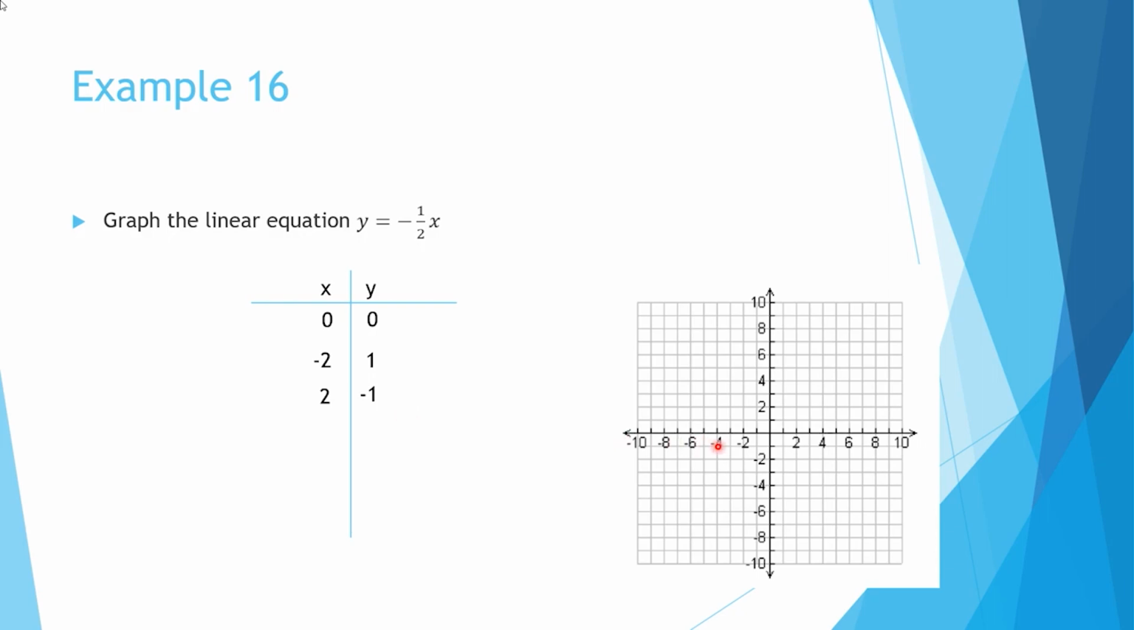So let's plot these points. Start with 0, 0. That's there. Negative 2, positive 1, that would be right there. I'm going over 2, up 1. And then 2, comma, negative 1, I'm going over 2 and then down 1. And then connect the dots.